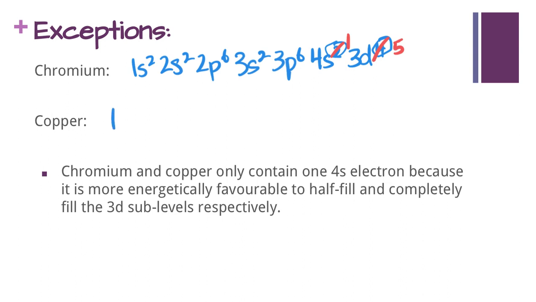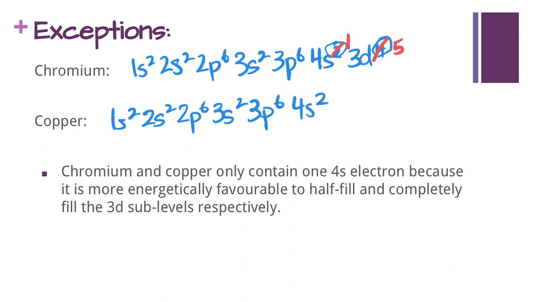Copper is very similar. We've got 1s2, 2s2, 2p6, 3s2, 3p6, and then if we were going based on the rules, we'd go 4s2 and then 3d9. But again, it's better to completely fill the d's and only half fill the 4s. It's a little bit more energetically favorable. So its actual electron configuration ends in 4s1 and 3d10. Those are the only two exceptions you need to know, but you do need to know those for our course.